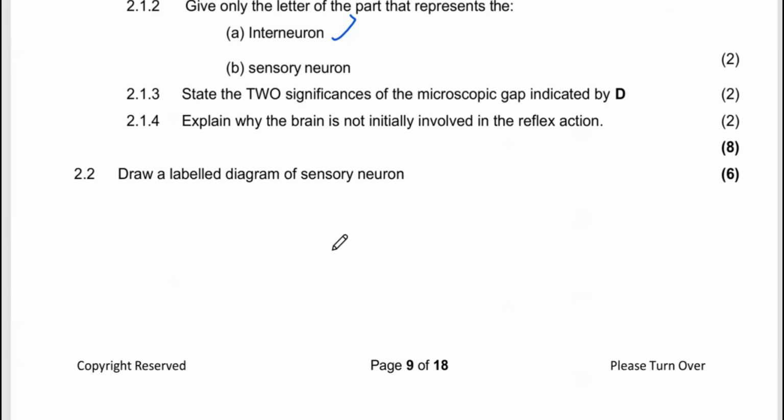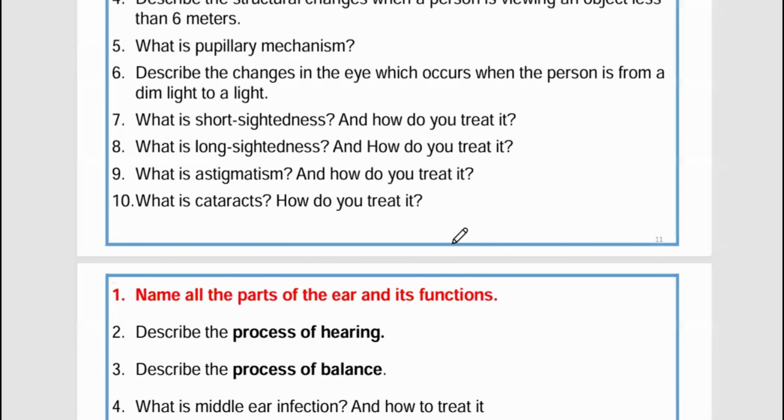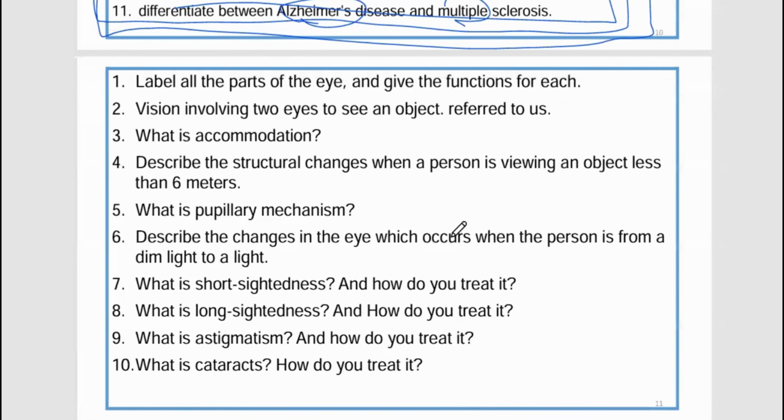Draw a diagram of the sensory neuron. That one I told you, you have to know the sperm, the ovum, and the neuron. So you have to know that. Then from there, we go to the eye. You have to know how to label everything here, everything on the eye.